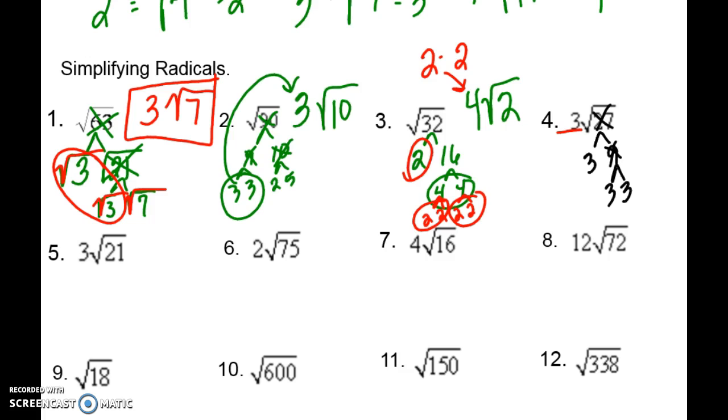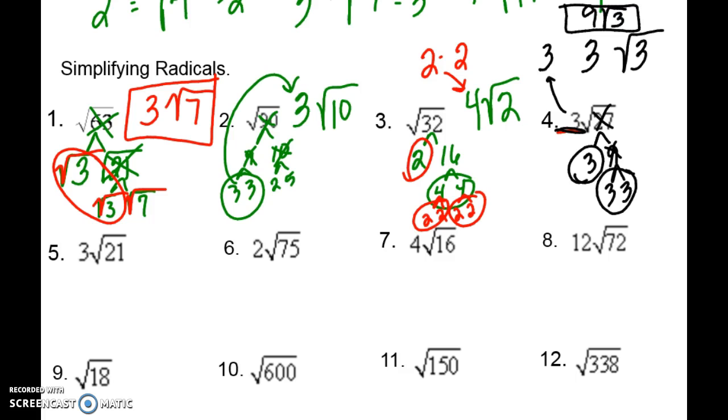How many pairs do I have? Okay, careful. I said ignore this, right? It's already outside the house. So with these, I have a pair of 3s, and that one gets to come out. I already have one that's out. And then I have one that's left over. It has to stay inside. What's 3 times 3? So this is 9 square roots of 3.